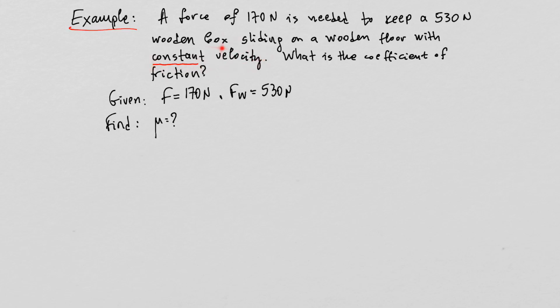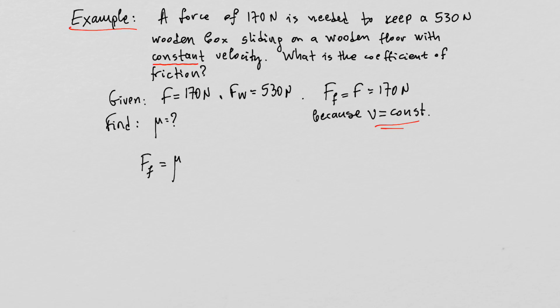Remember, this is basically the statement of Newton's first law. And so I will use that to solve the problem. So basically the force of friction is equal to that force, which is 170 newtons, because the velocity v is constant. Okay, so now I know the formula for calculating the force of friction, and that is that Ff is equal to mu times the weight. I know the weight, I know the force of friction, I'm looking for the coefficient of friction, so I'm going to rearrange the terms here.